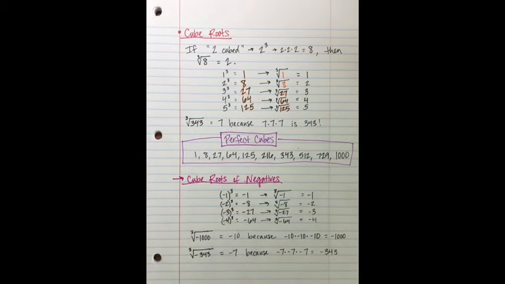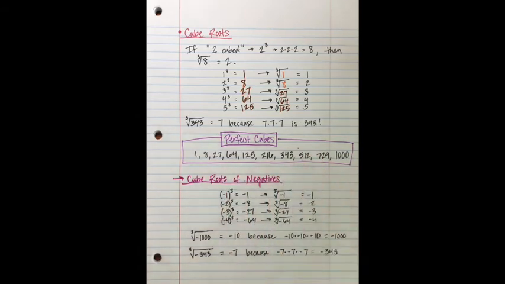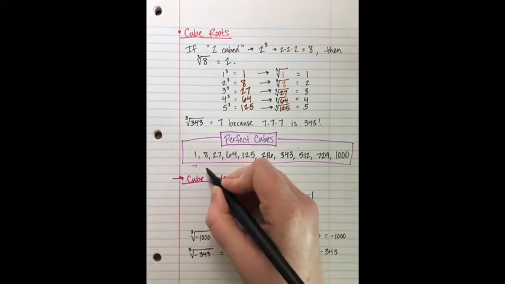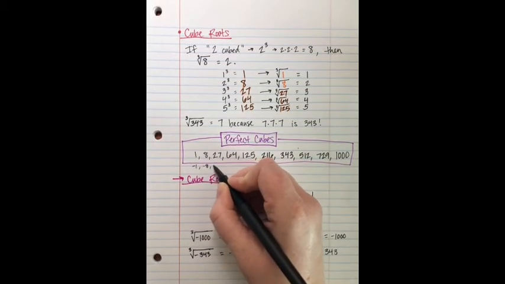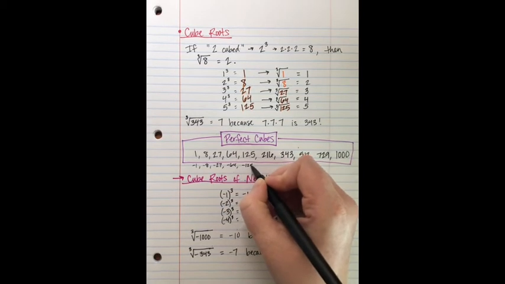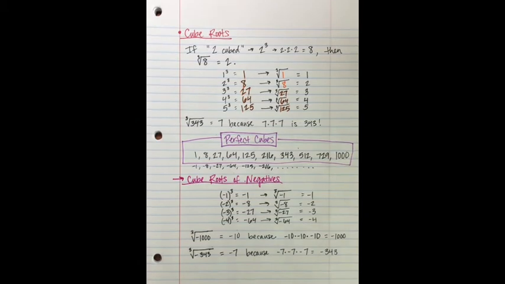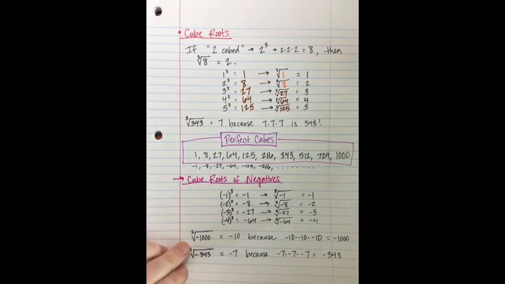So it is possible to take cube roots of negative values, which means that all of these you can change to negatives, and they are also perfect cubes. So if you really wanted to, you could underneath this list write all the negatives. All right, and then we're going to finish up with a little bit of practice on cube roots.